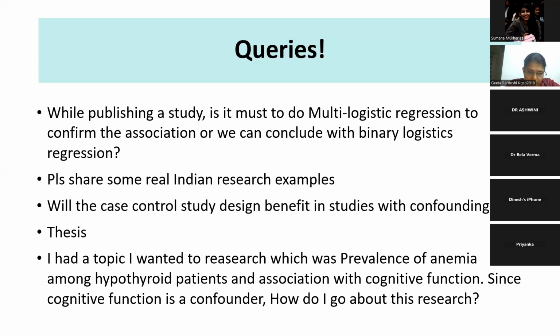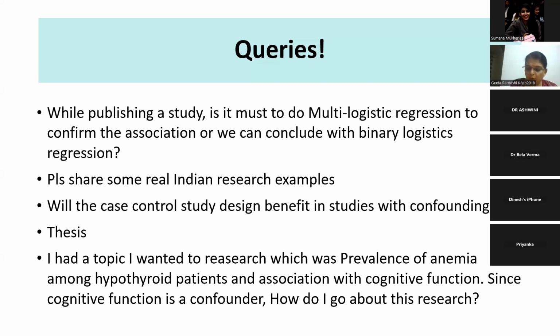Yes, ma'am. Actually, I wanted to do this research as a topic for my paper presentation. But then they said that both anemia and hypothyroidism are individually causing impaired cognitive function. Therefore, it's a confounder and you cannot go about this topic. So I changed it to just the impact of hemoglobin levels, that is anemia, on cognitive function in adults. But if I wanted to include both anemia, hypothyroidism, and cognitive function, is there any way I can do this research, ma'am? Like without it being a confounder?